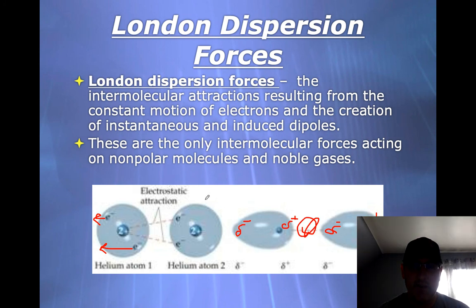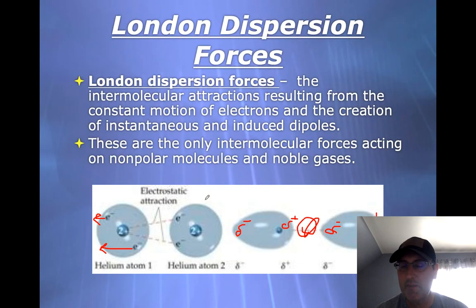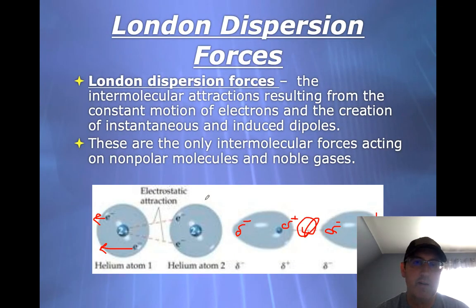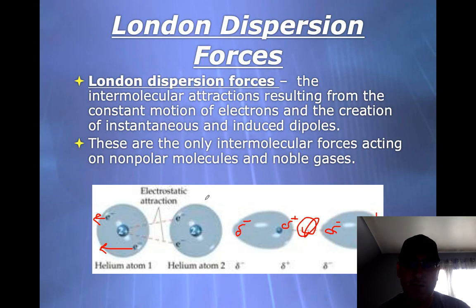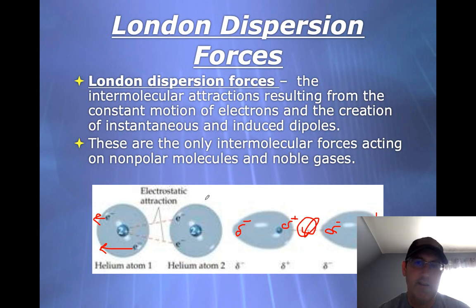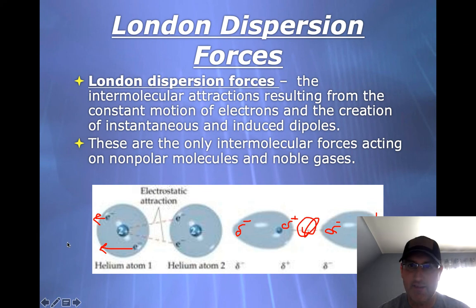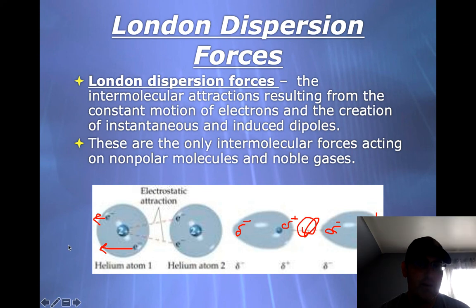So those are your 3 intermolecular forces. Dipole-dipole, that's between polar molecules. Hydrogen bonding is very specific between hydrogen and an atom of N, O, or F in a nearby molecule. And then finally, your London dispersion forces. They are the weakest of the intermolecular forces and the only ones really occurring with noble gases and nonpolar molecules.